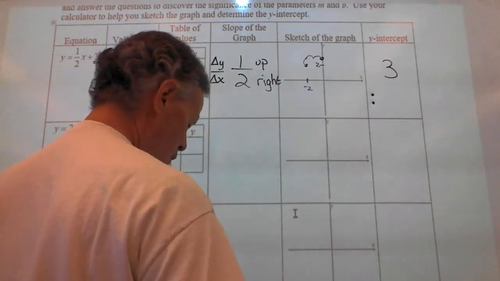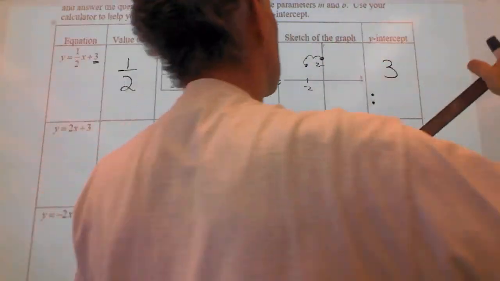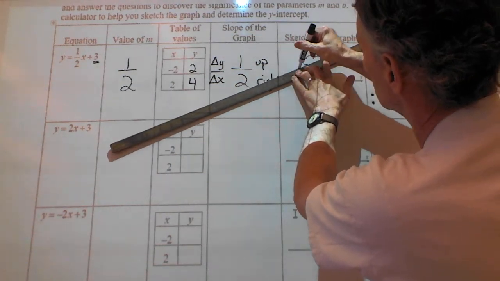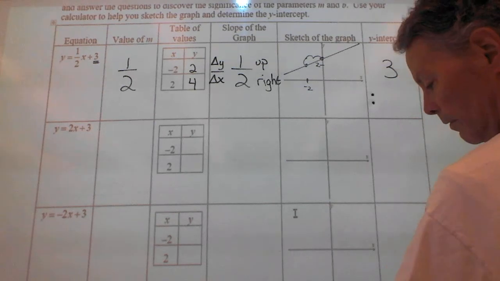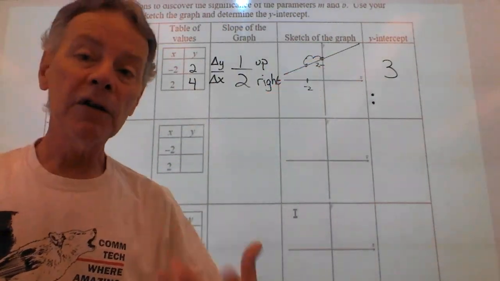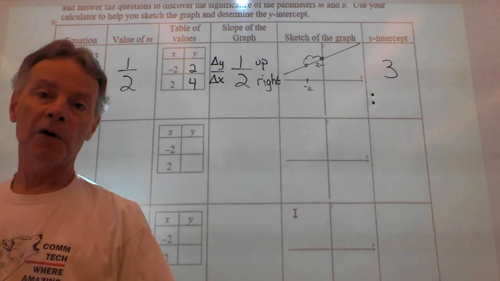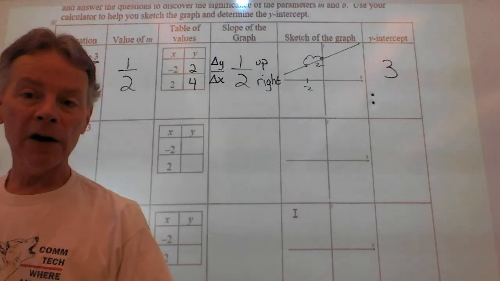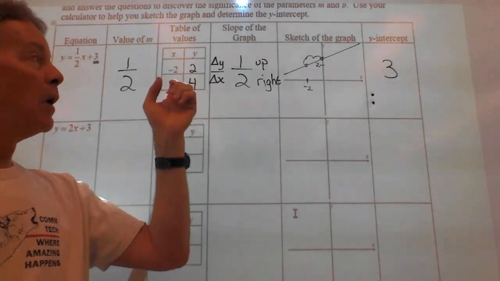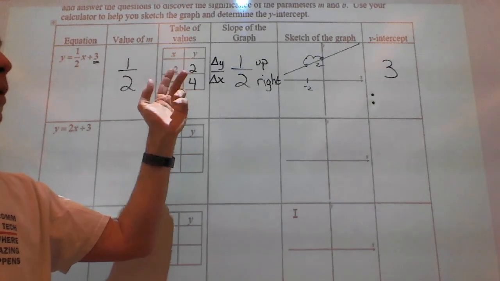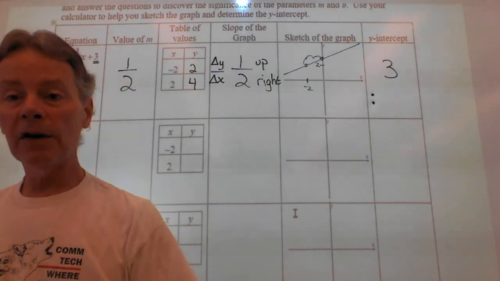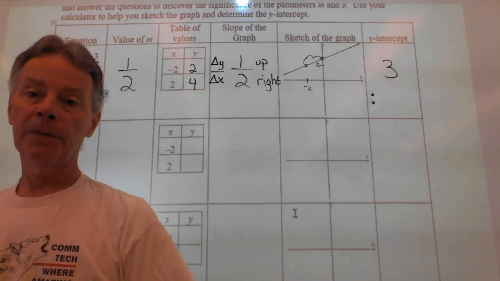Now that we have 2 points, again, take Mr. Ruler, join the points, and you can see we have exactly the same line that we graphed before. So what am I trying to get across with this? I'm trying to tell you that if you have 2 points, or if you have 1 point and the slope, you can still graph your line.